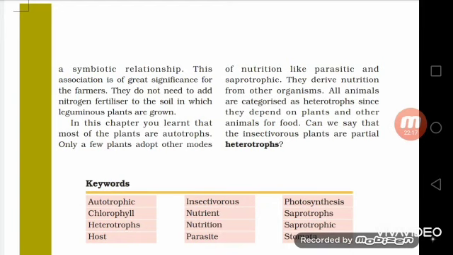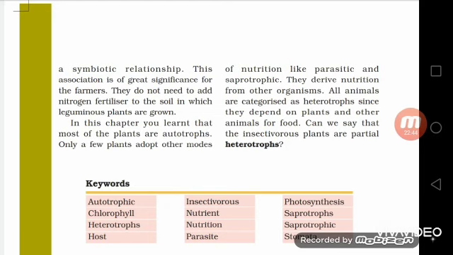This association is of great significance for the farmers. They do not need to add nitrogen fertilizer to the soil in which leguminous plants are grown. So where the farmers have grown leguminous plants, it means nitrogen is automatically stored inside the soil again. Who stored it? That bacteria. So this is the end of the chapter.